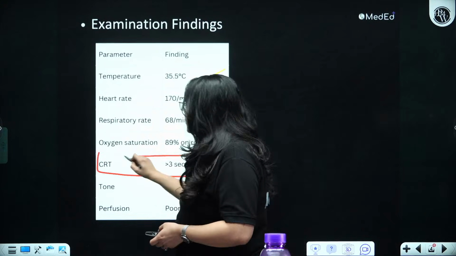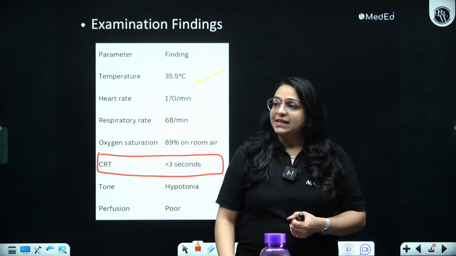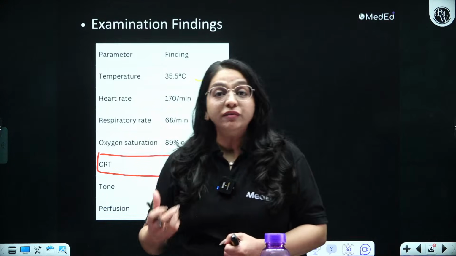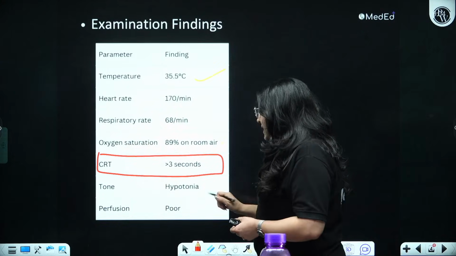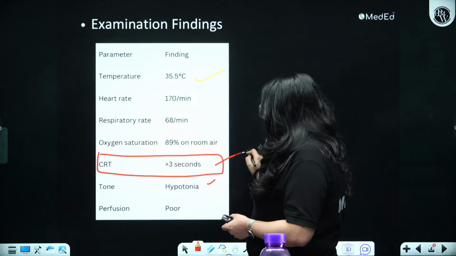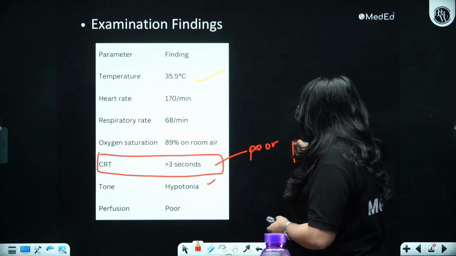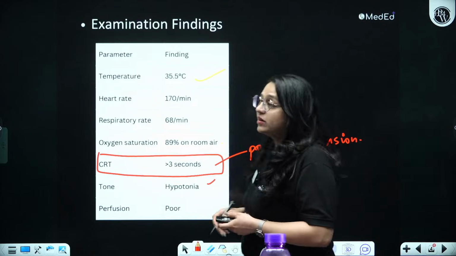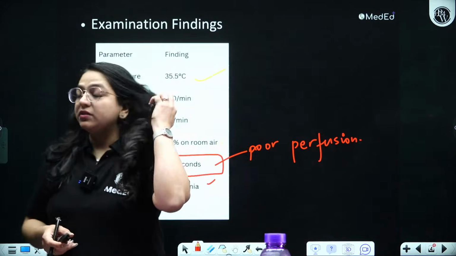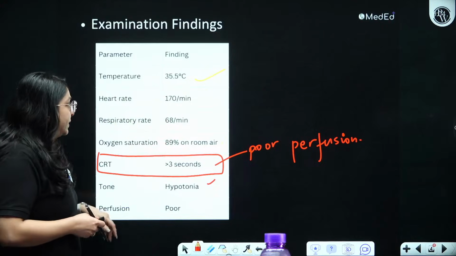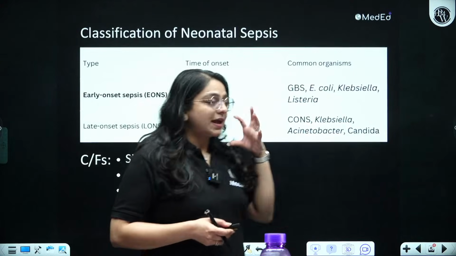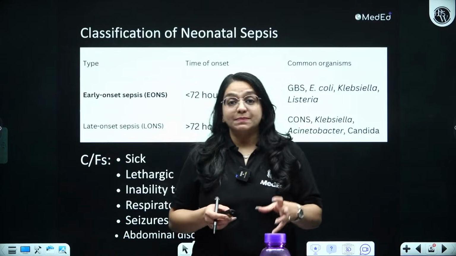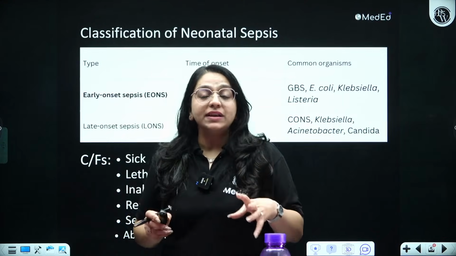Capillary refill time is prolonged, more than 3 seconds. Prolonged capillary refill time in babies is often a sign of infections, right? Tone is hypotonia, and therefore it is a sign of poor perfusion. Poor perfusion. So it is telling me that the organs are not getting proper blood supply. So all of this is kind of giving me a signal that I might be dealing with a case of neonatal sepsis. Why have you suspected neonatal sepsis here?